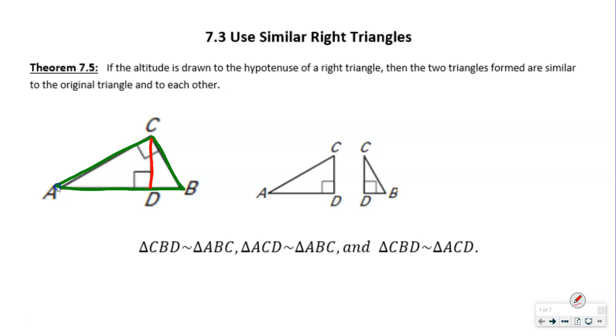Then it's saying that the two triangles formed, so those two smaller ones, are going to be similar to each other and similar to the larger green triangle. So we end up with three different similar triangles. Triangle CBD is similar to ABC, ACD is similar to ABC, and CBD is similar to ACD.